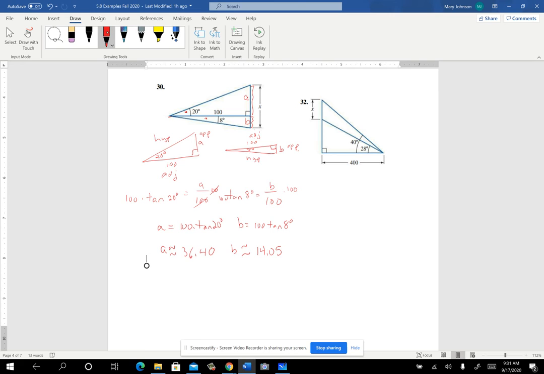And so then X, the way I set it up, X would just be 36.40 plus 14.05. And that was rounded 36.40 to 14.05. And that's going to give me about 50.45. Okay. All right, so around 50 if we rounded it to the nearest whole, but I didn't write down what they had wanted on that.